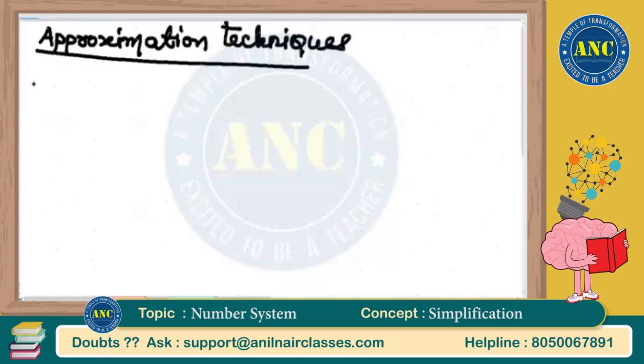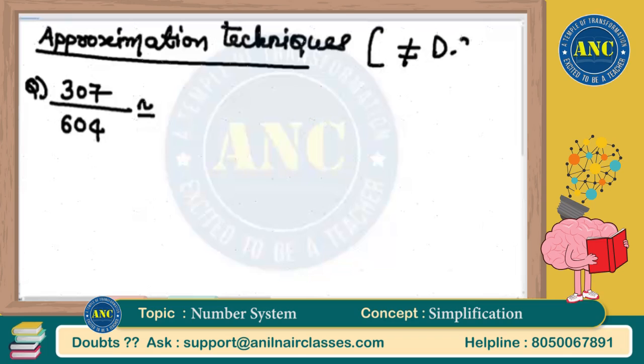Approximation techniques. First question: 307 divided by 604, approximate values. Approximation means we will not use a digital sum. Listen carefully, a very, very important concept. First we will discuss the concept. I told a few days before to my kids, but I will discuss this.